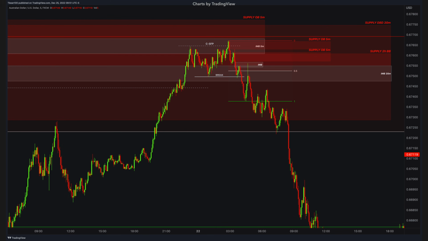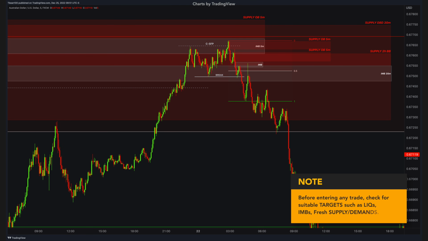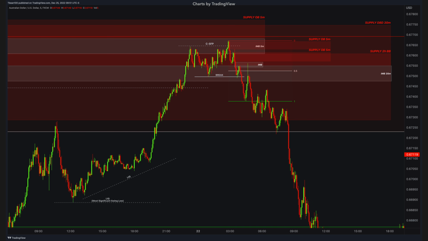Let's zoom out a bit and find possible targets before deciding how to enter. You can see the untaken liquidity areas below. And right below that, there is the main swing low. The most significant swing highs and lows, where the main liquidity waits for us. Do not forget this. Now let's look at this entry.